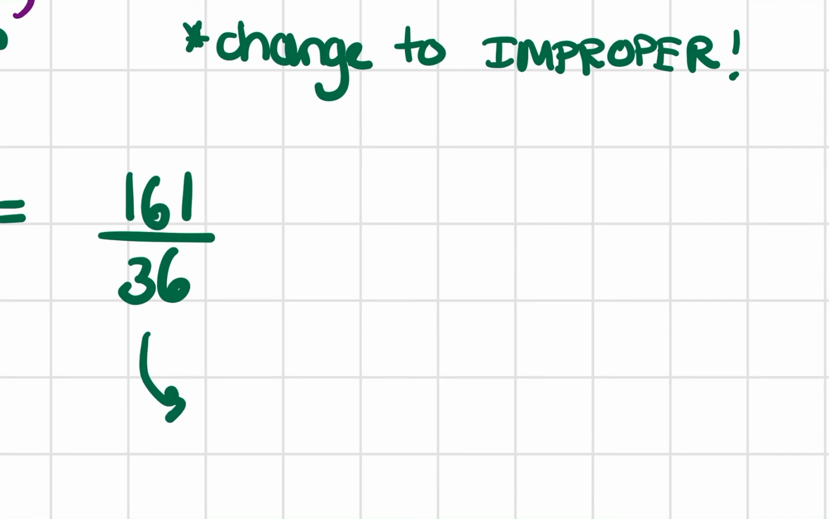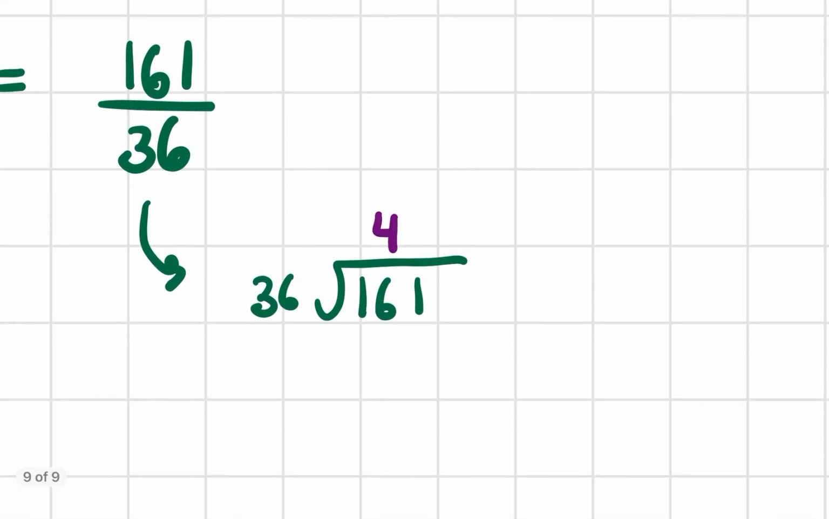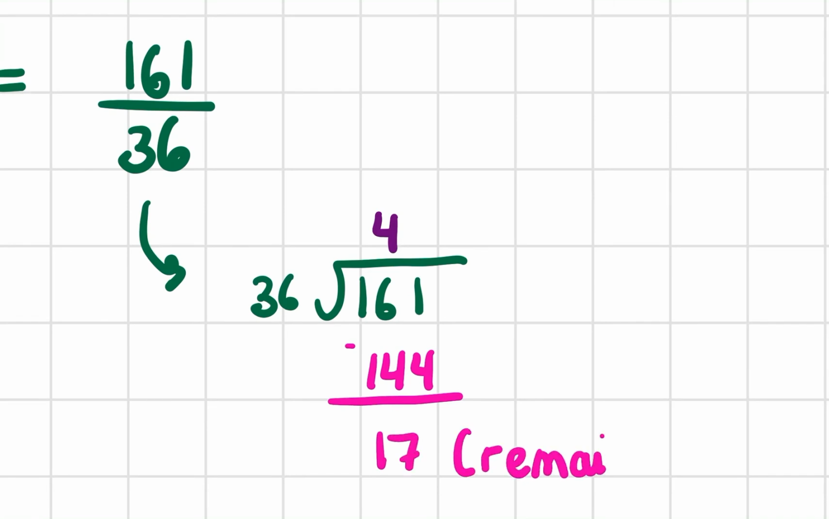So we're going to change this into a mixed fraction by dividing. So if we ask ourselves, how many times does 36 go into 161 whole times? It goes in 4 whole times. And then we're going to do some quick division, right? So we do 36, oops, that's not right. You're going to do 36 times 4, which gives me 144. And then I have a remainder here of 17. This is my remainder.